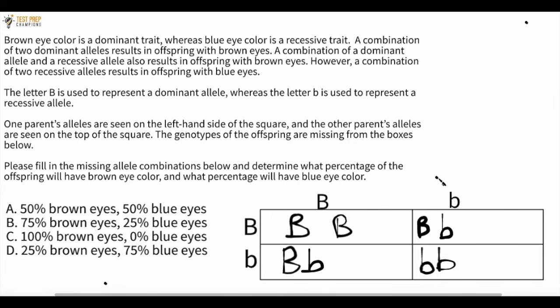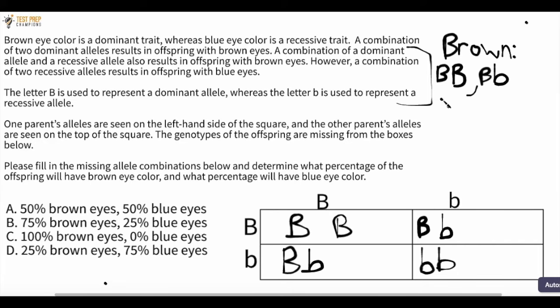What combinations are going to result in brown eyes? Well, it really tells us up here. Brown eyes would be big B, big B, right? The two dominant alleles will result in brown eyes, but also the combination of a dominant allele and a recessive allele, so also the combination of big B, little b. If the offspring has a big B and a little b, they're also going to have brown eyes.